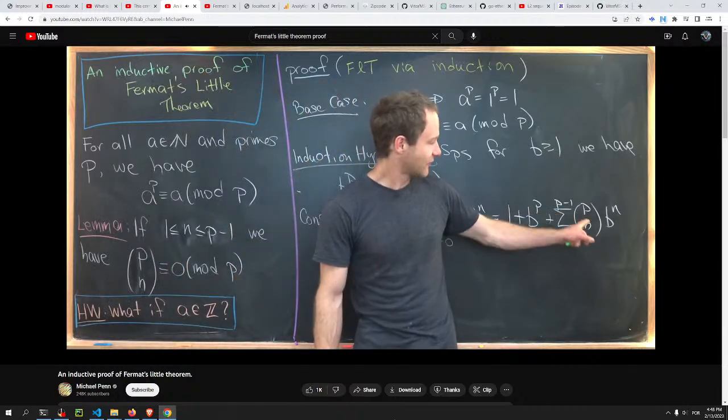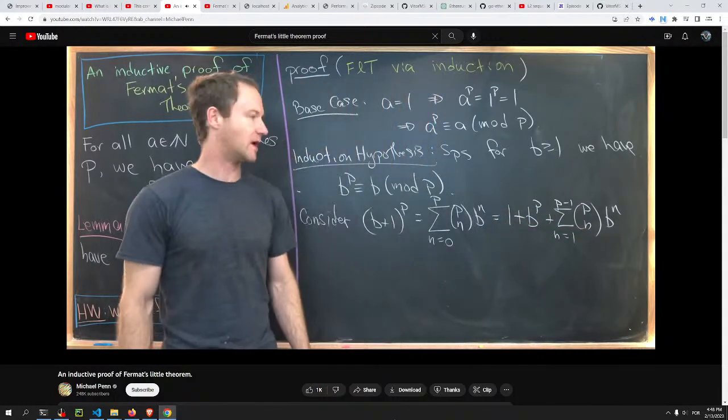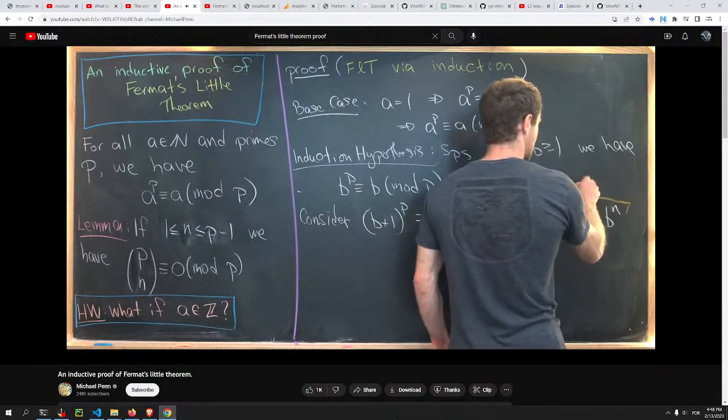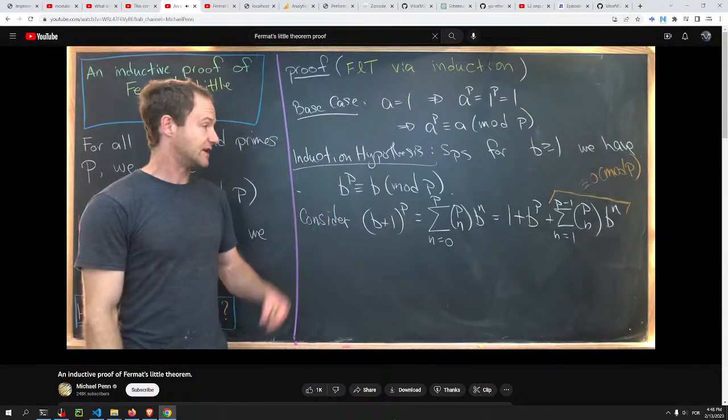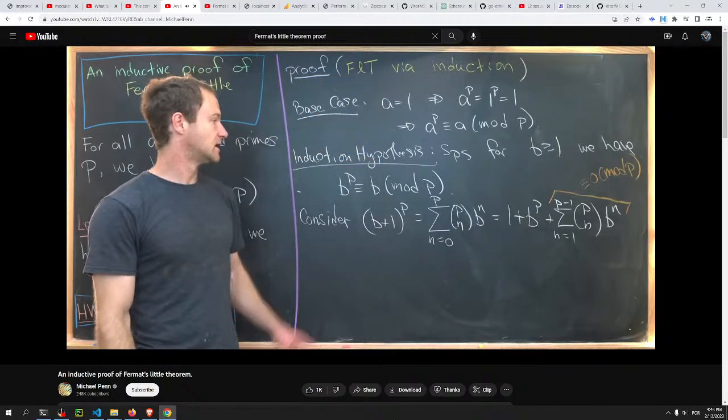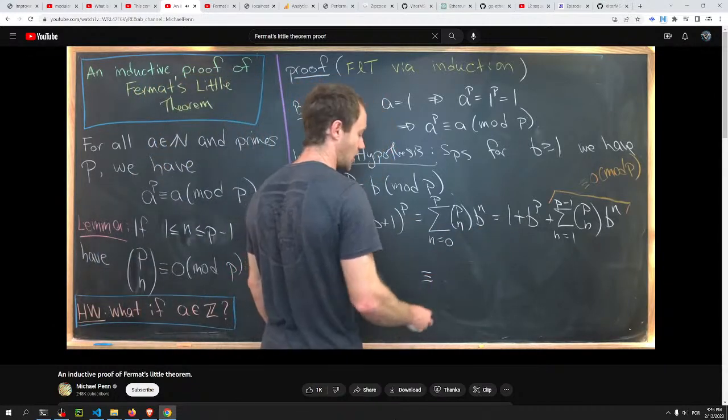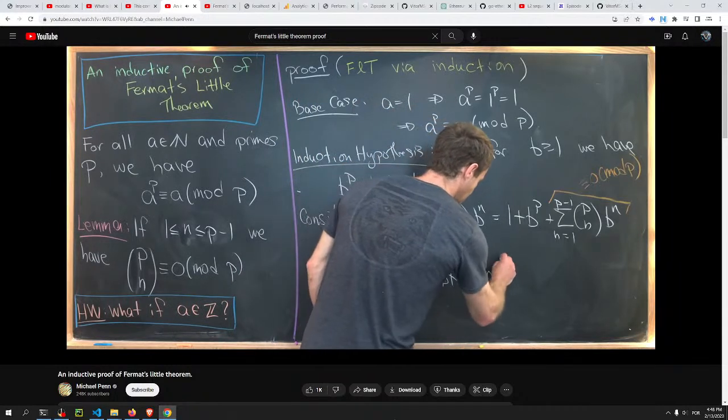Our lemma tells us that every term from the sum is congruent to 0 mod p. So that means this entire sum must in fact be congruent to 0 mod p. But then our induction hypothesis tells us that b to the p is congruent to b mod p. So that means we can take all of this and write it as b plus 1 mod p.